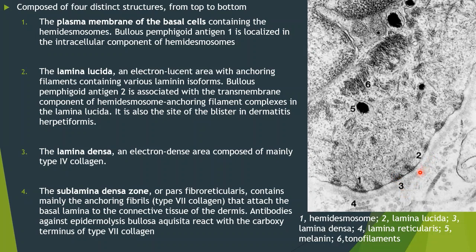Then comes the lamina densa. This is the electron dense layer, and it is composed mostly of type 4 collagen. And after the lamina densa, there is the pars fibroreticularis or sublamina densa zone. It contains mainly the anchoring fibrils, that is type 7 collagen, that attach the basal lamina to the connective tissue of the dermis. Antibodies against epidermolysis bullosa acquisita react with the carboxy terminus end of the type 7 collagen.